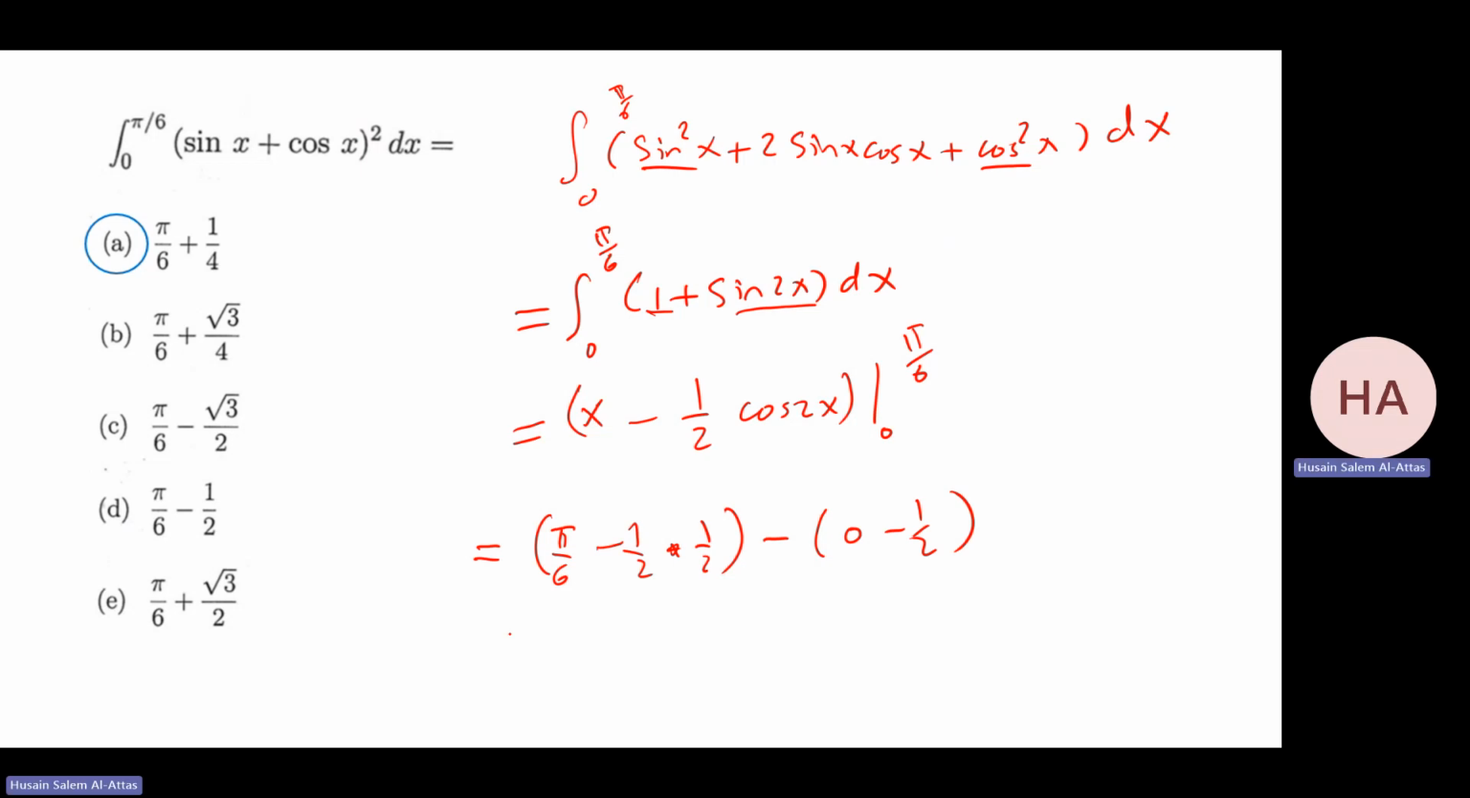So it will be pi over 6 plus half minus 1 over 4, which is pi over 6 plus 1 over 4. This is my plus half, and this is minus 1 over 4. So this is fine.